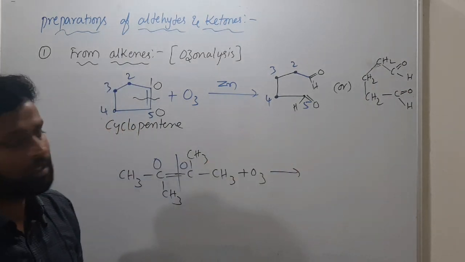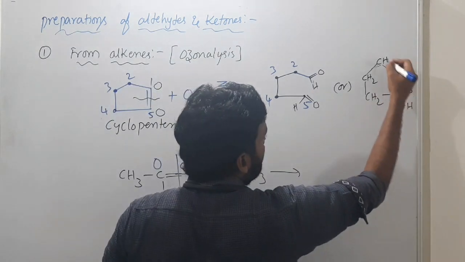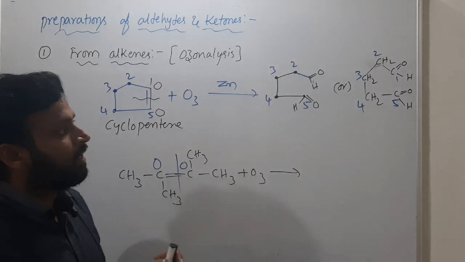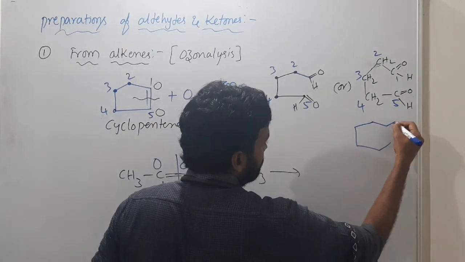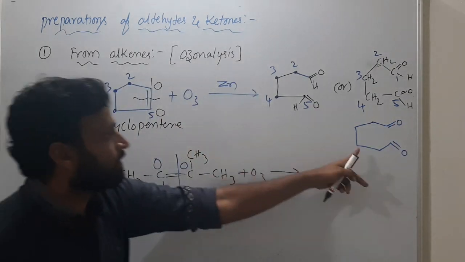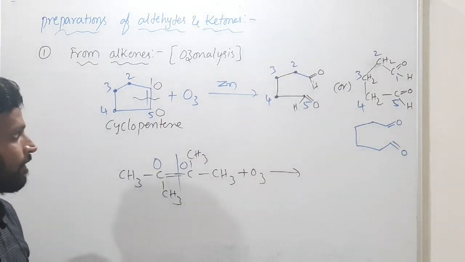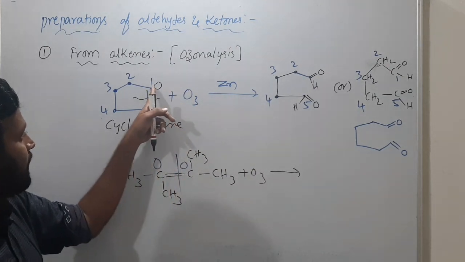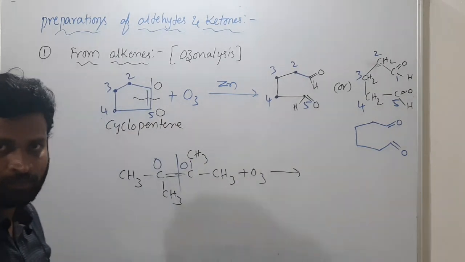This one and this one, both are the same or not? See from this, I will give numbering now: 1, 2, 3, 4 and 5. Or else you can write it like this also, double bond O and double bond O. All three are the same. Understood? Cyclopentene, you don't have any branch on the double bonded carbons, so you get two aldehyde groups.